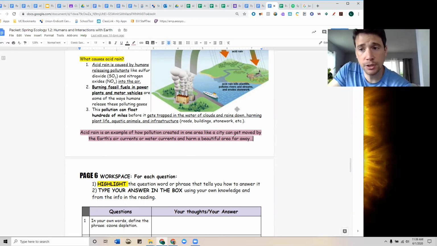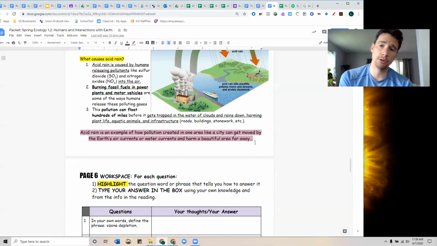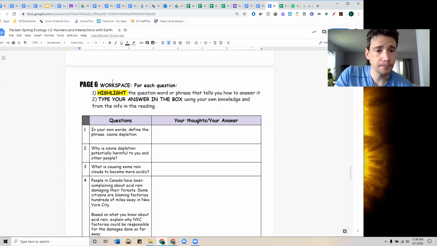And there was just a question on the Regents this last year. I think it was in January, and it was just about this. It talked about how pollutants can move around the earth. So something to keep in mind.